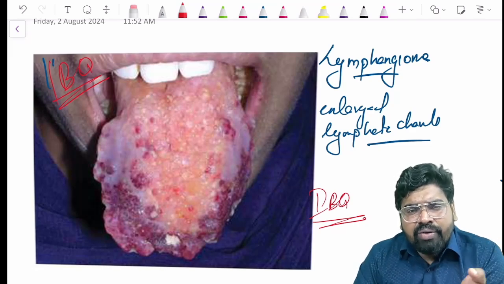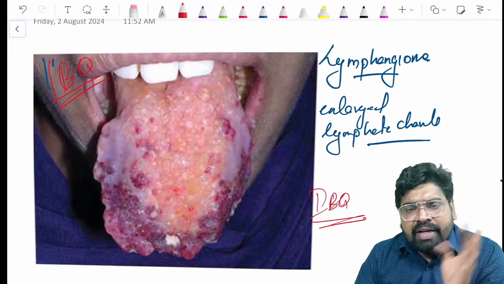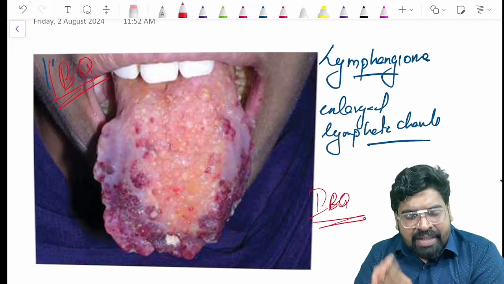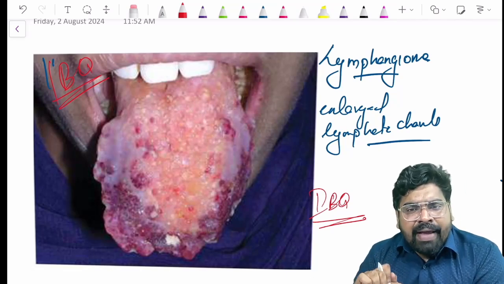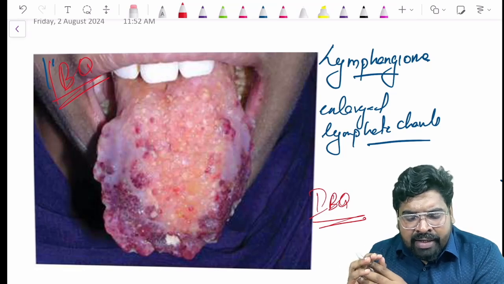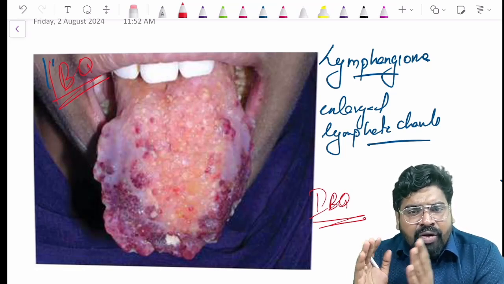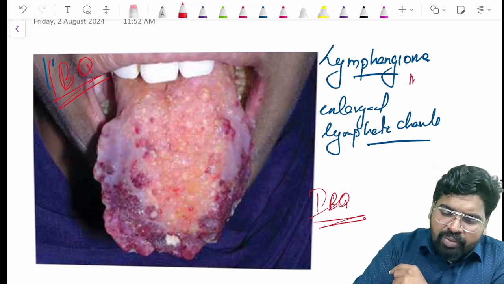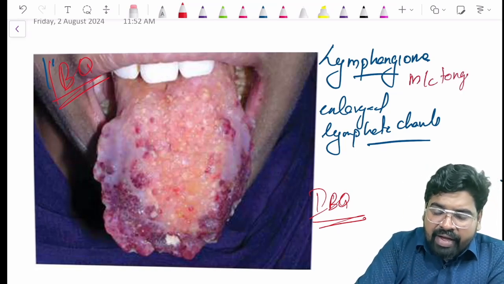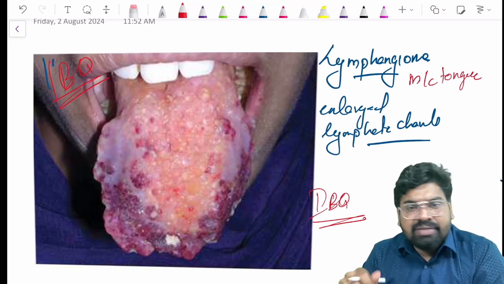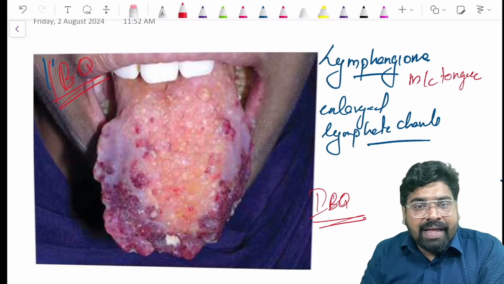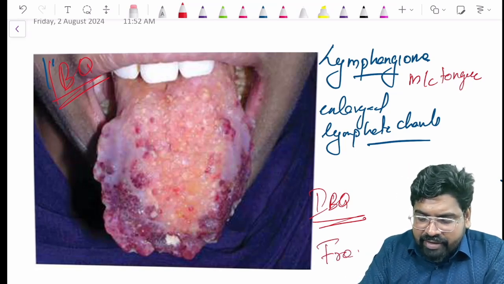In 2022 and I think in 2023 NEET papers, the same clinical picture was asked. We will see the question. See the tongue, the location is the tongue. Lymphangiomas most commonly come in the tongue, whereas hemangiomas come in the lips. This appearance is called a pebbly appearance or frog egg appearance.